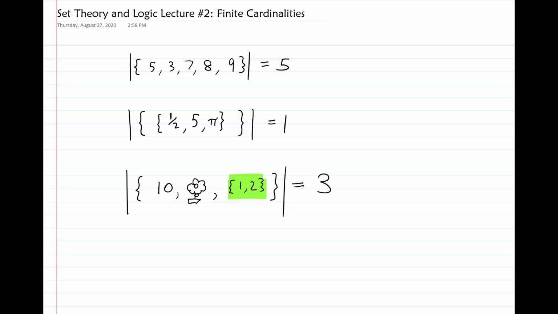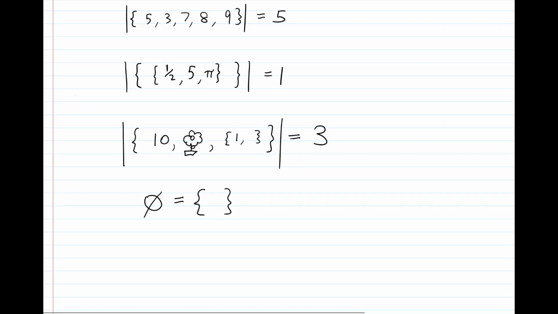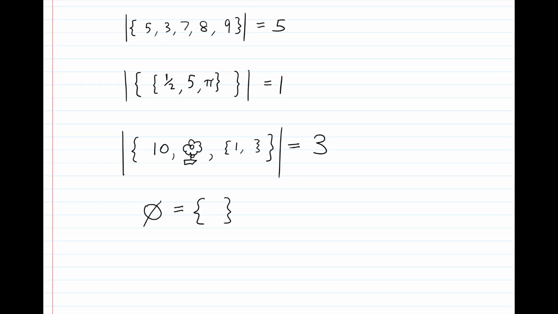All right. Let's talk about the empty set. Do you remember what that is? It's exactly what the name says. It's an empty set. What's the cardinality of that? That's not a trick question. It's 0. The cardinality of the empty set is 0 because you don't see anything in it. Because there is nothing in it.